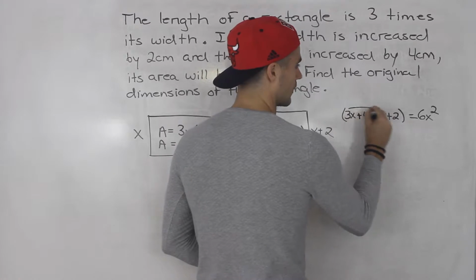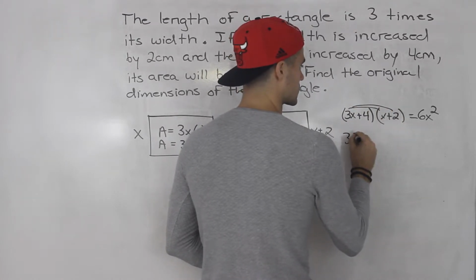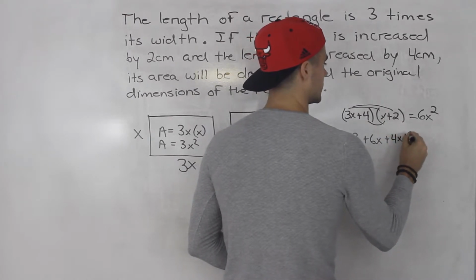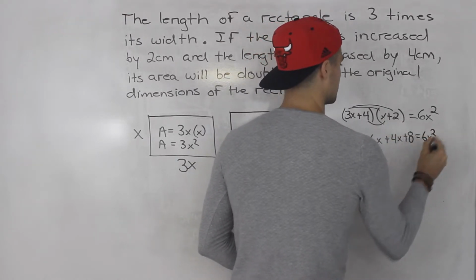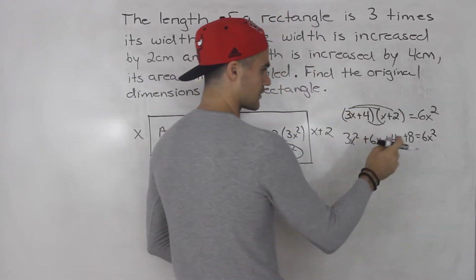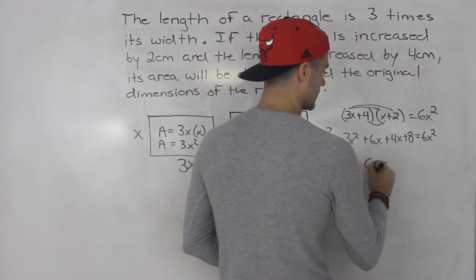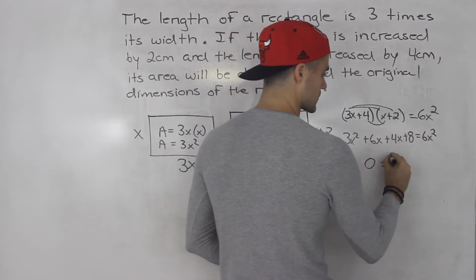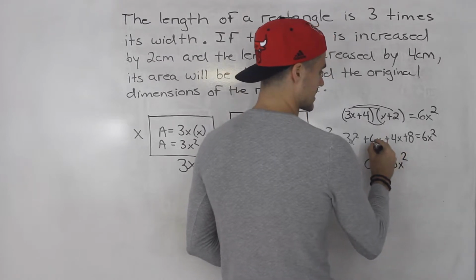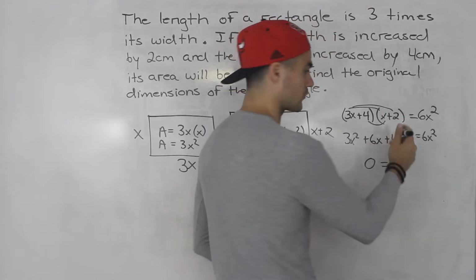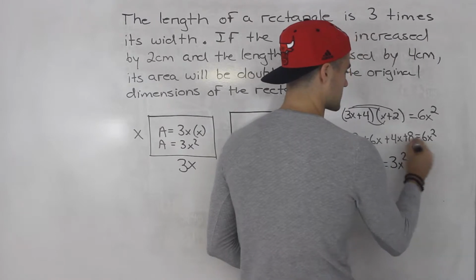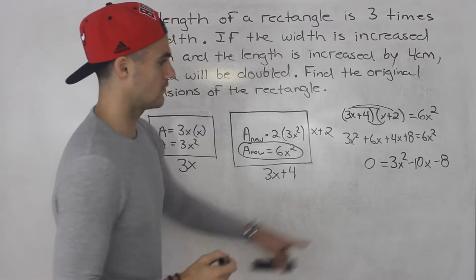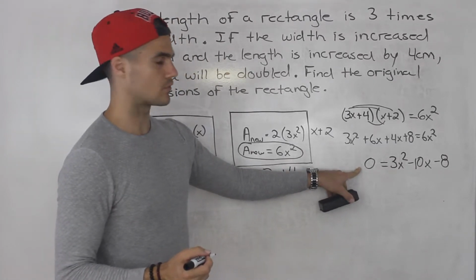So here we would FOIL everything. So we would have 3x squared plus 6x plus 4x plus 8. That's equal to 6x squared. And then let's bring everything over to the right side, right? So bringing this 3x squared over, 6x squared minus 3x squared gives us 3x squared. 6x plus 4x is 10x, but when we bring that over, it becomes negative 10x. And then this positive 8 becomes negative 8. And now this is just a quadratic equation to solve.